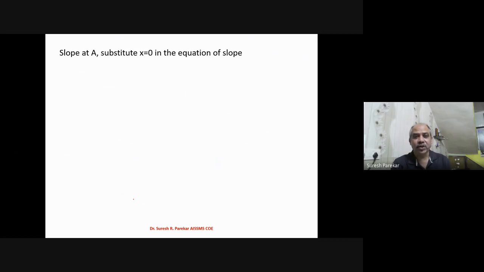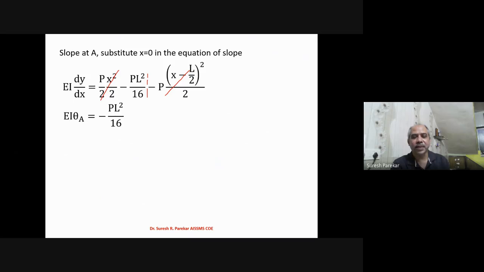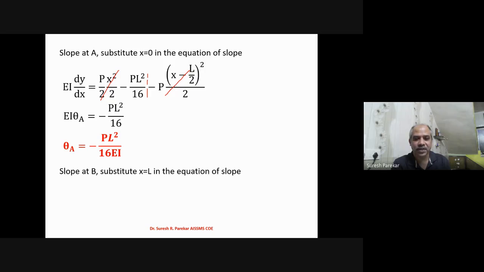Now, to find the slope, we put the value of x equal to 0. So when x equal to 0, we again have only the first compartment. So I have to consider the first compartment, and this term will not be there. We have this term again, x equal to 0 becomes 0, and my value of theta is minus PL square by 16. So this is clockwise because we are coming from the right side. So the slope sign convention plays an important role. So theta A will be minus PL square upon 16 EI.